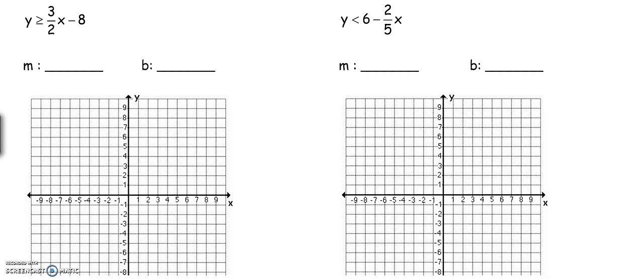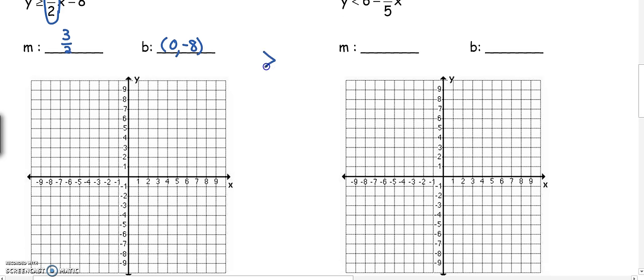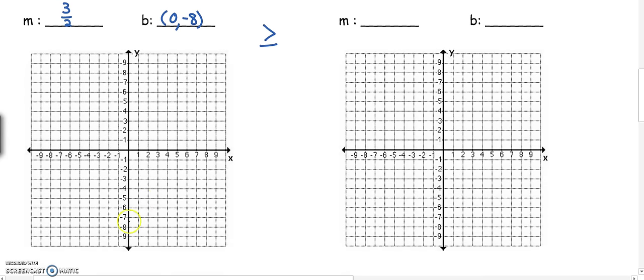The next equation is y is greater than or equal to 3 over 2x minus 8. So my slope again is what's in front of the x, 3 over 2. My y-intercept is 0, negative 8. So I'm going to go to negative 8 on my graph. And I'm going to use my slope up 3, right 2.